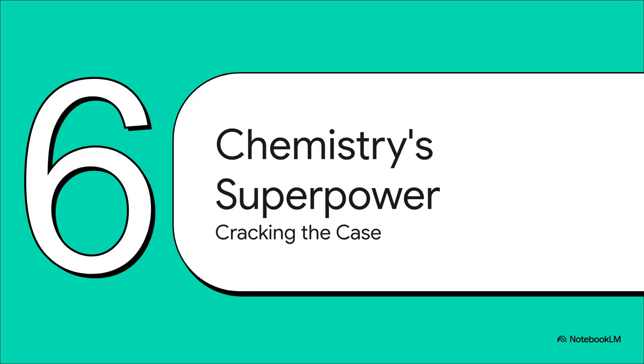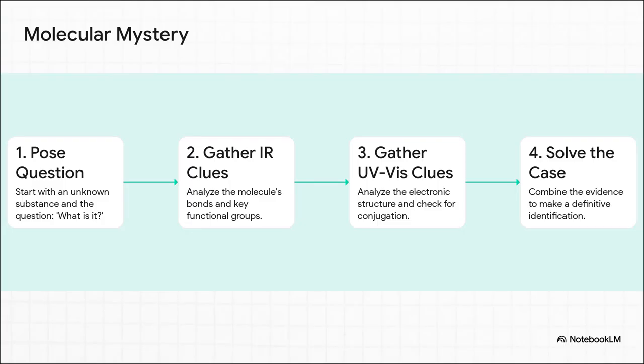So let's step back for a second. We've now gathered evidence from a couple of different angles, right? We've interrogated the molecule's bonds using infrared light, and we've excited its electrons with UV-Vis light. We've really seen how spectroscopy gives chemists this incredible superpower, the ability to see the invisible and crack these molecular mysteries.